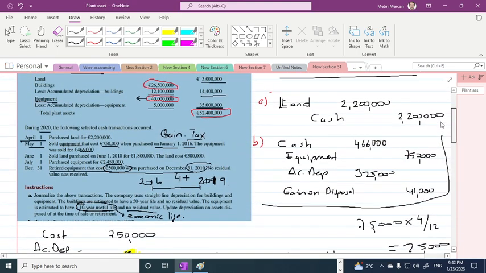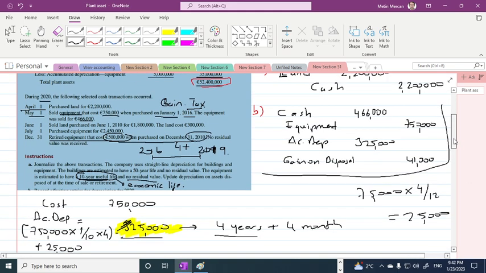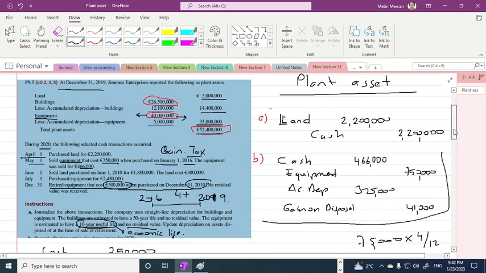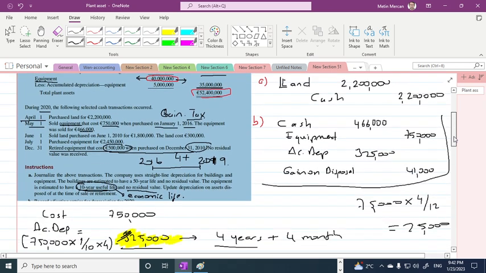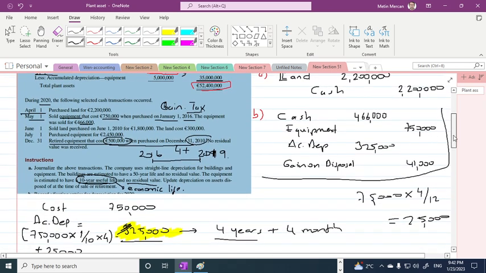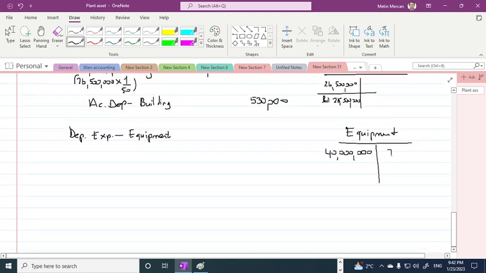As you see here, $4 million. It is here, $4 million. Later, what we did, the company sold equipment for $750,000. We need to reduce this one by 750,000. Let's say it is sold. This is the beginning balance.